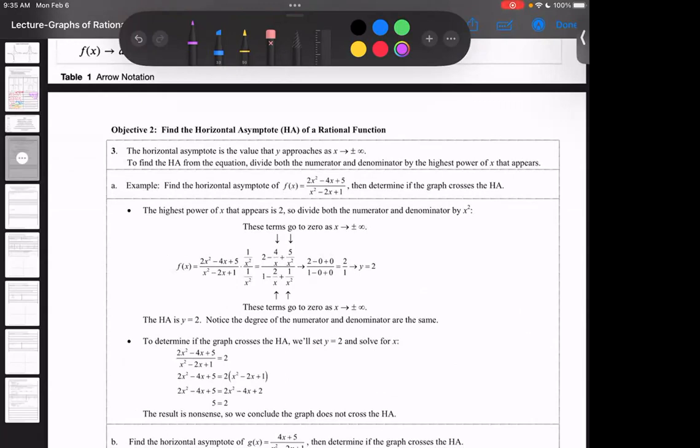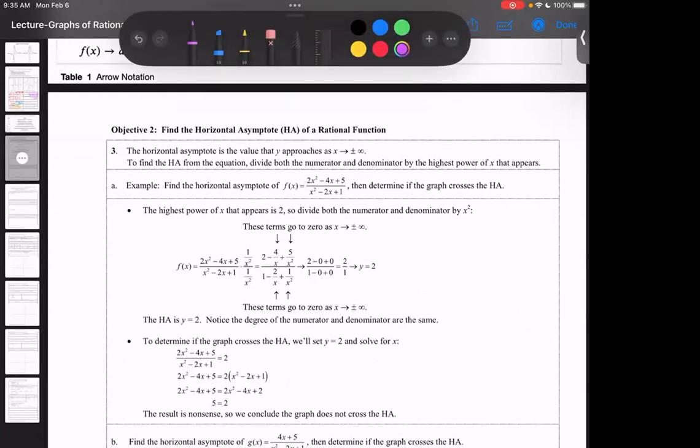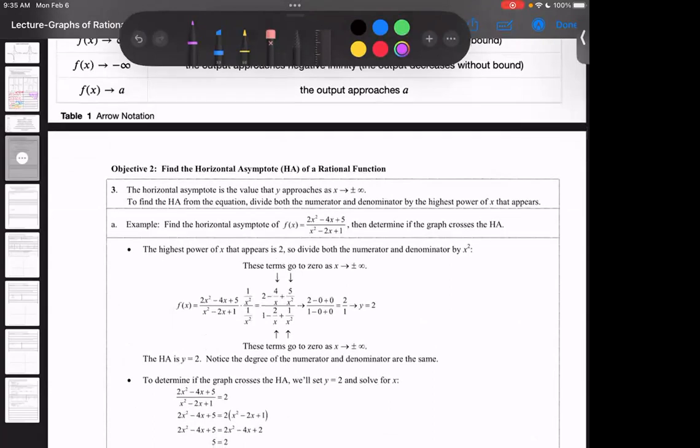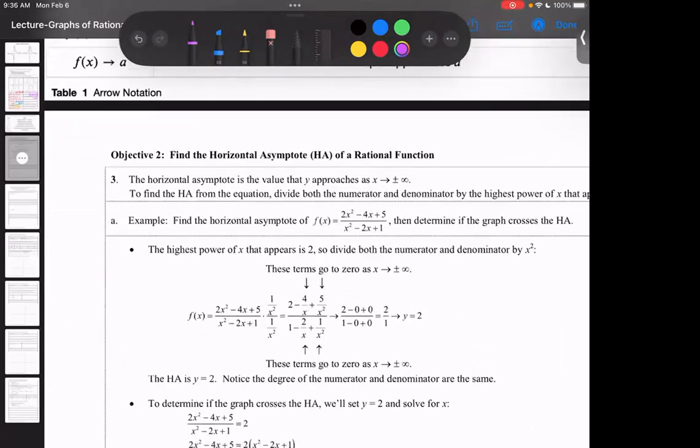Now, how do I find my horizontal asymptote without looking at the graph? Well, there's a way to do this. To find the horizontal asymptote, you're going to look at the leading term of the numerator and the leading term of the denominator, and then you divide them. Right. So basically, the rest is insignificant, and I'll tell you why.